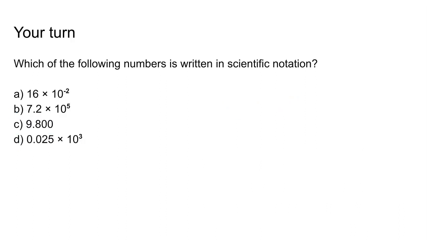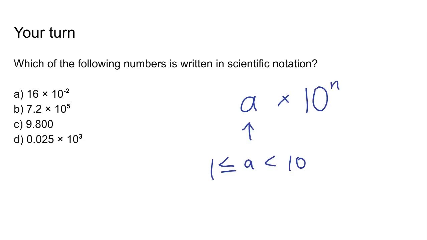Now it's your turn to practice. Pause the video and solve the problem. And when you found your answer, click play. Which of the following numbers is written in scientific notation? Here you need to find the number that's written in the format a times 10 to the nth power, where a is greater than or equal to 1 and less than 10.